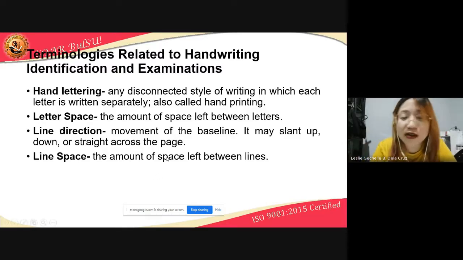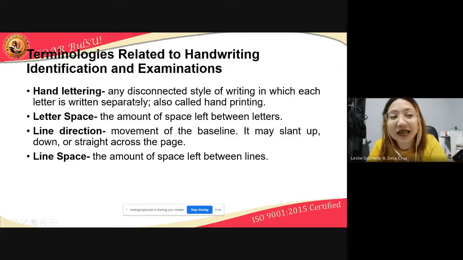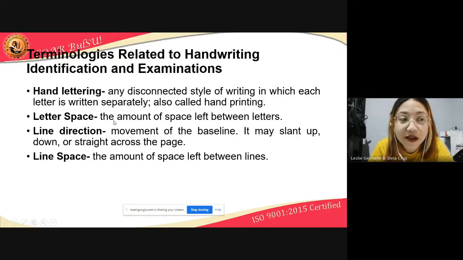Line space, the amount of space left between lines. So, the space between, nakikita nyo ba yung arrow? Ito, itong hand lettering, yung space dito sa gitna, that's your line space. And then the space here, and between, and the space above, that's your line space. Literal na space sa line.